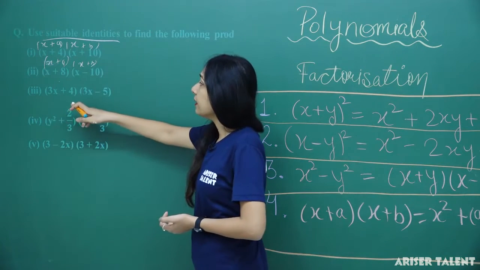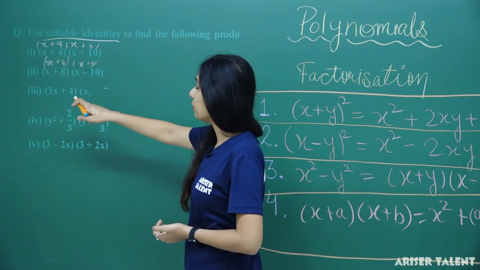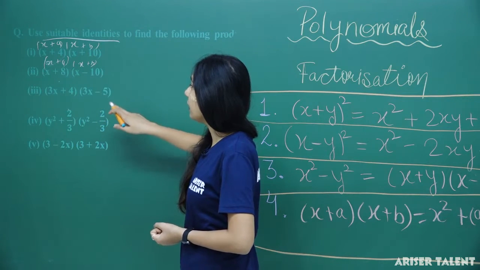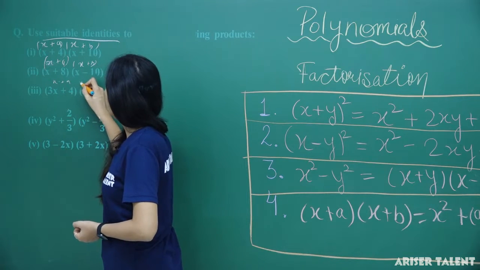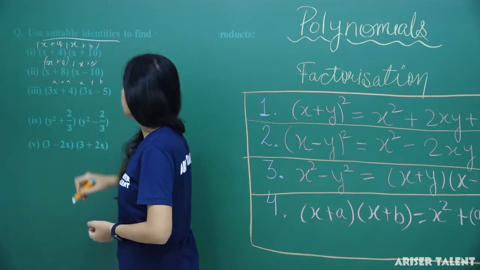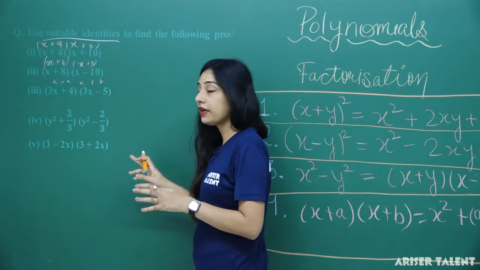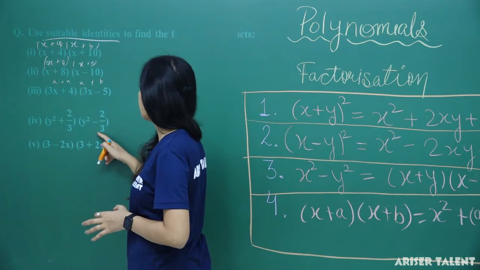The third one you are having is 3x plus 4 and 3x minus 5. Again you are having x plus a and x plus b. Again you are having the same identity. Now, this is the next one.